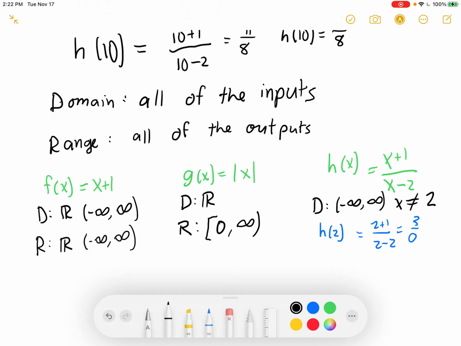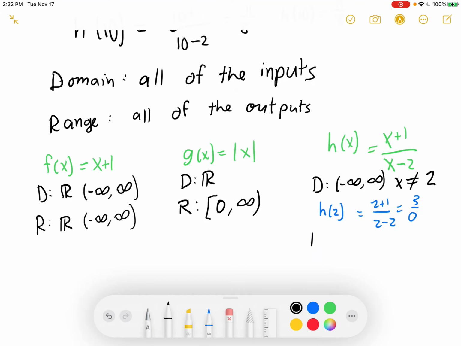The range in this case, once again, it's going to expand out. It's going to be all real numbers again.